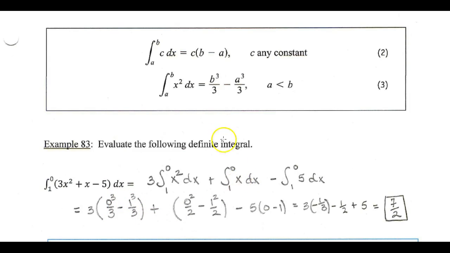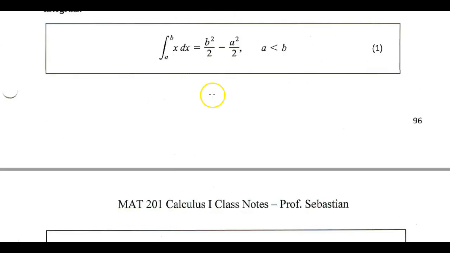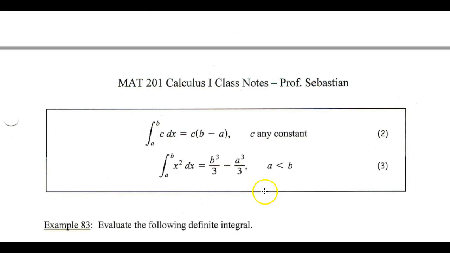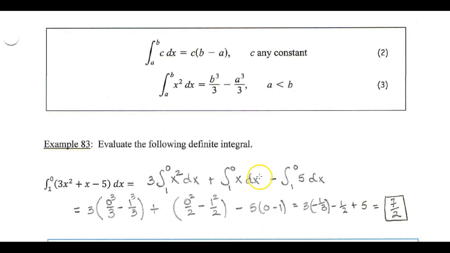This is the integral of x, which if you go back up here, that's b squared over 2 minus a squared over 2. So integral of x would be 0 squared over 2 minus 1 squared over 2. And then the integral of a constant was just the constant times b minus a. So I have minus 5 times b minus a, which is 0 minus 1.